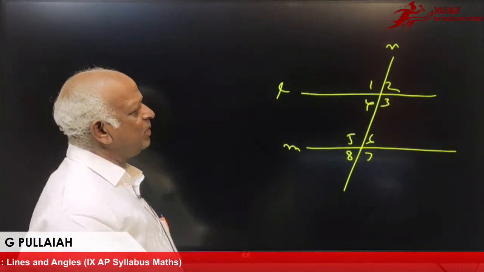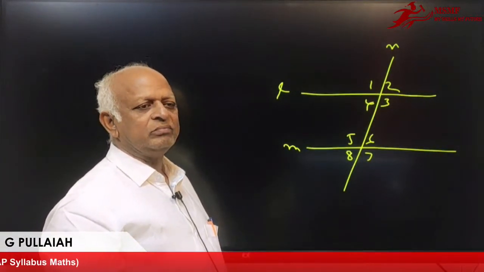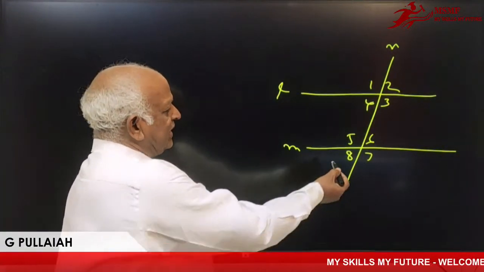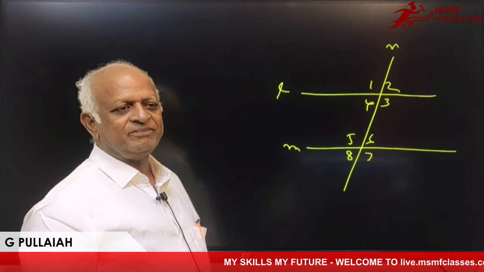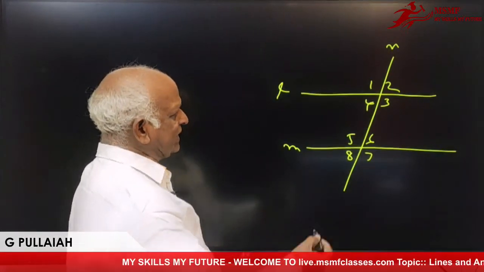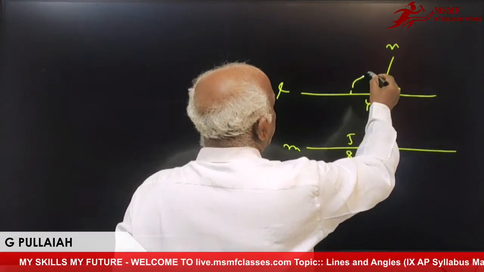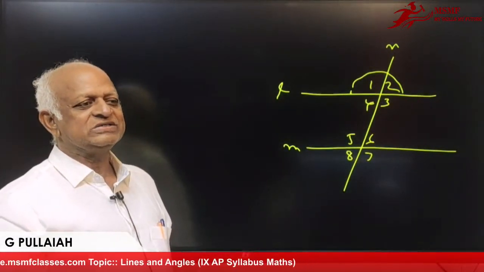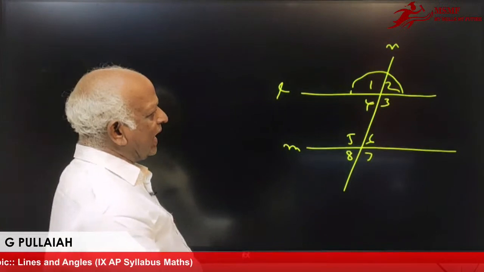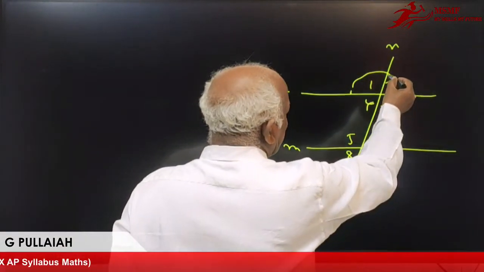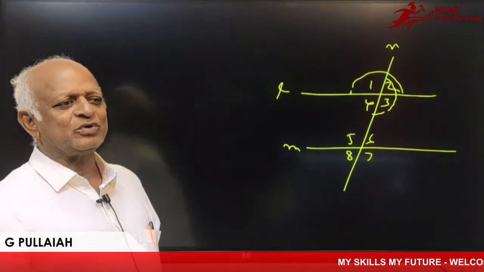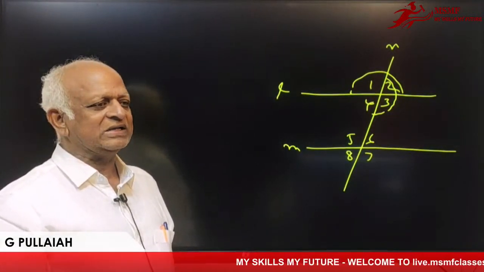So here 1 and 2 are the exterior angles, and 8 and 7 are also exterior angles. I think angle 1 and angle 2 put together is 180 degrees. And also here, angle 2 and 3 put together is also 180 degrees.